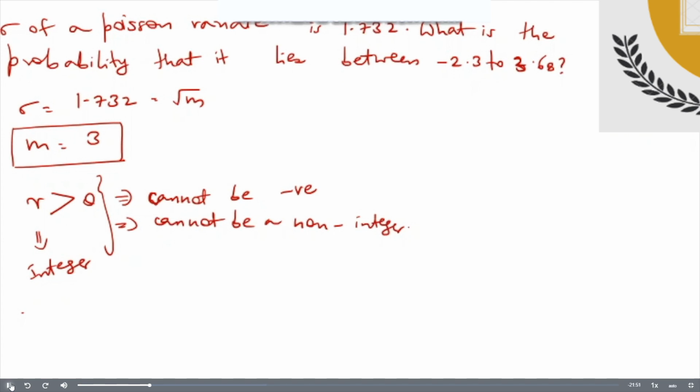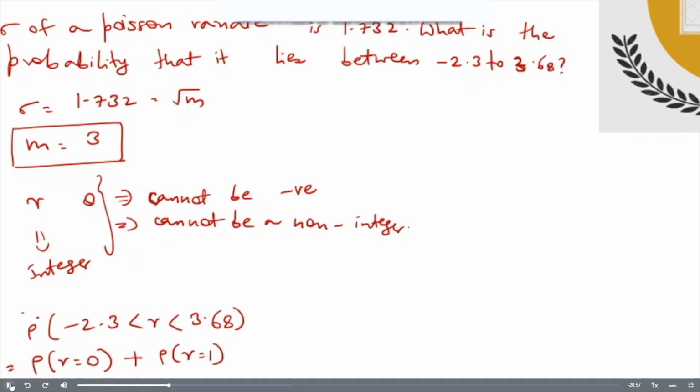So they are asking you to find p of r lying within minus 2.3 and 3.68. So in this case, p of minus 2.3 less than r less than 3.68 is actually equal to this: negative is ruled out, non-integer is ruled out. So you have to take only the integers between 0 and 3. So you can say this is equal to p of r equal to 0 plus p of r equal to 1 plus p of r equal to 2 plus p of r equal to 3. We cannot go to 4 because it is stopping at 3.68.